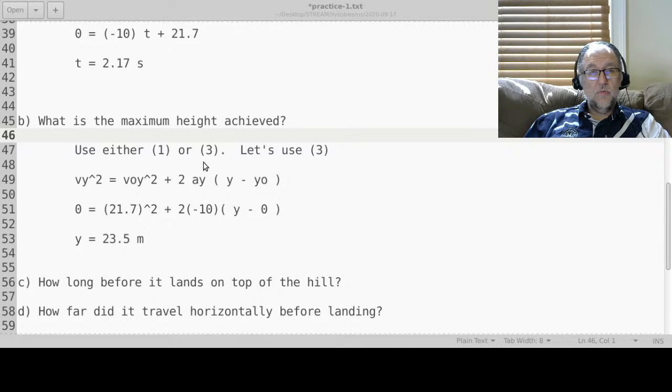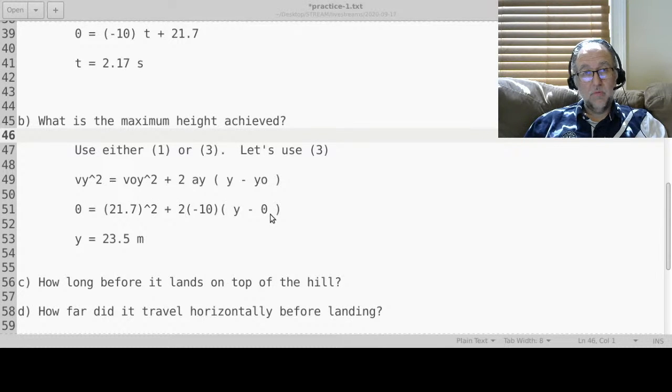So I said use either 1 or 3. 1 would require you to substitute in the time. 3 would just require you to substitute in the velocities. You might want to use both and see that you get the same answer. But I chose 3, so let's go through it. Vy, the velocity at the top, it stops at the top, so 0. V naught y, the y component of the initial velocity, was 21.7, and that's squared. 2 times Ay, which, acceleration due to gravity, is negative 10. Y minus y naught.